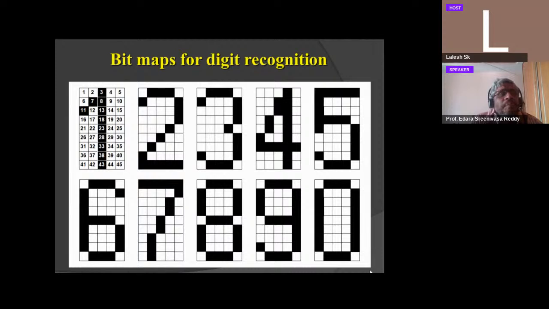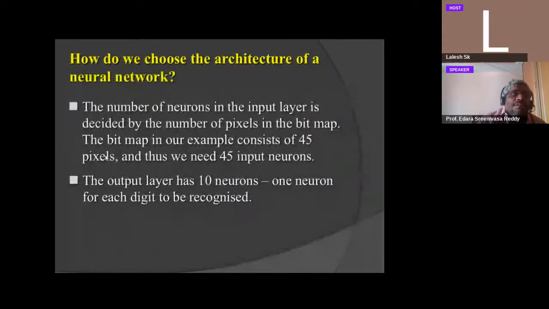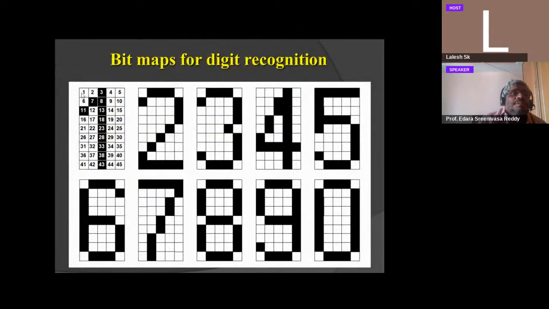bitmap. So here, if we write 1, this is the shape of 1. That means pixel numbers 11, 7, 3, 8, 13, 18, 19 are in black color. Remaining are in white color. Similarly, 2 means 6, 2, 3, 4, and 10, 15, 20, 24, 28, 32, 37, 36, 41. Like that, you can observe which pixels are black and which pixels are white.